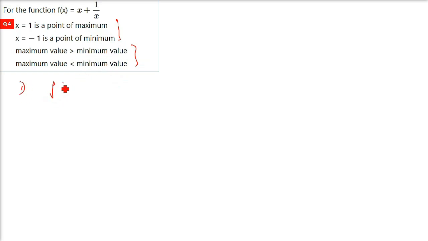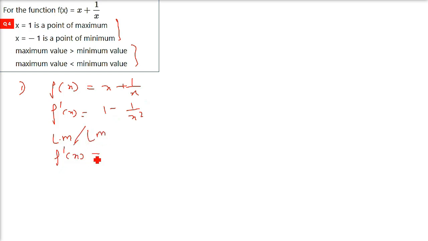The first thing first is always differentiation. X plus 1 by x has to be differentiated and equated to 0 in order to get the critical points or the extreme point. So f dash x is 1 minus 1 by x square, and when you equate it to 0, the local minima and the local maxima can only be achieved when you equate this differentiated value equals to 0. So 1 minus 1 by x square is equal to 0.